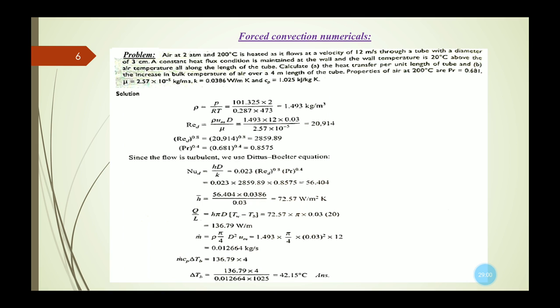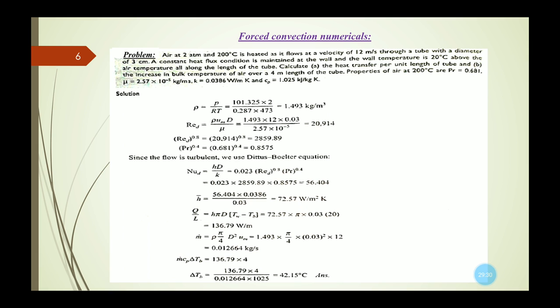So this is Q by L multiplied by the 4-meter length of the tube. So m dot Cp delta T equals Q by L multiplied by 4, because we need to calculate for the 4-meter length of the tube. From this relation we can easily calculate delta T_b, that is the increase in bulk temperature of air corresponding to this 4-meter length of the tube. This value we are getting here is 42.15 degrees centigrade.